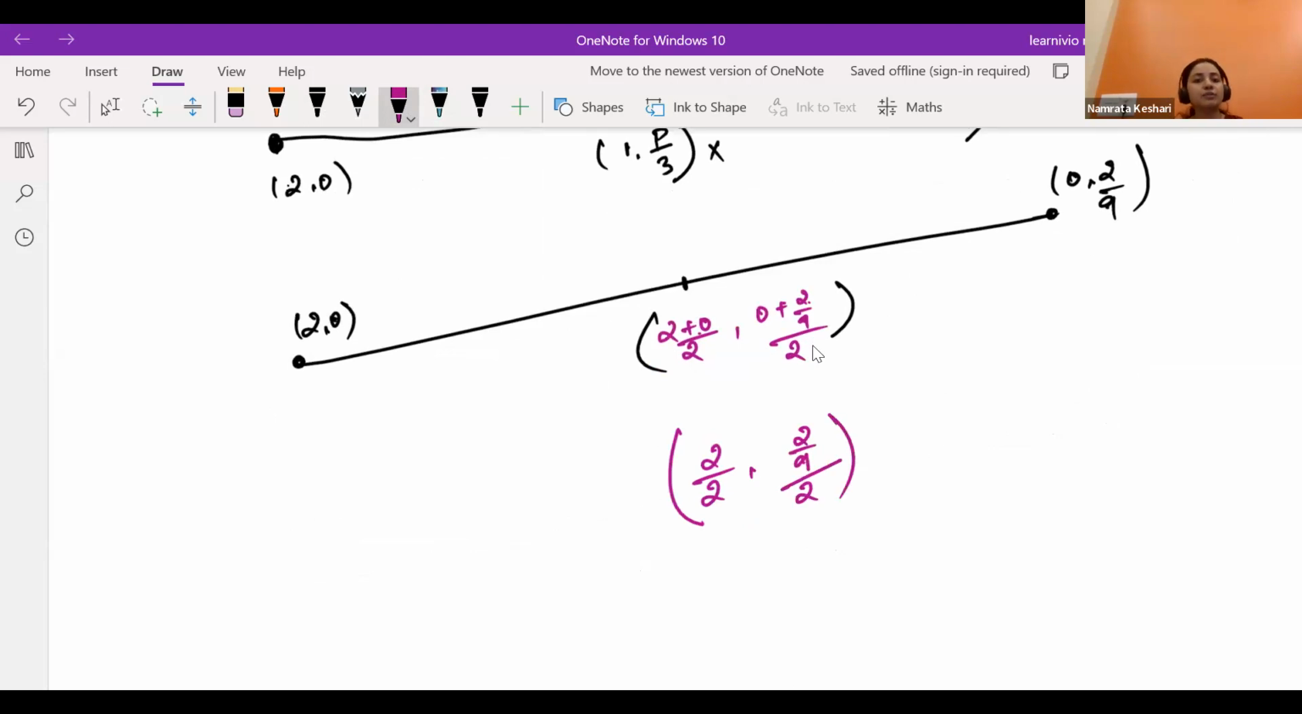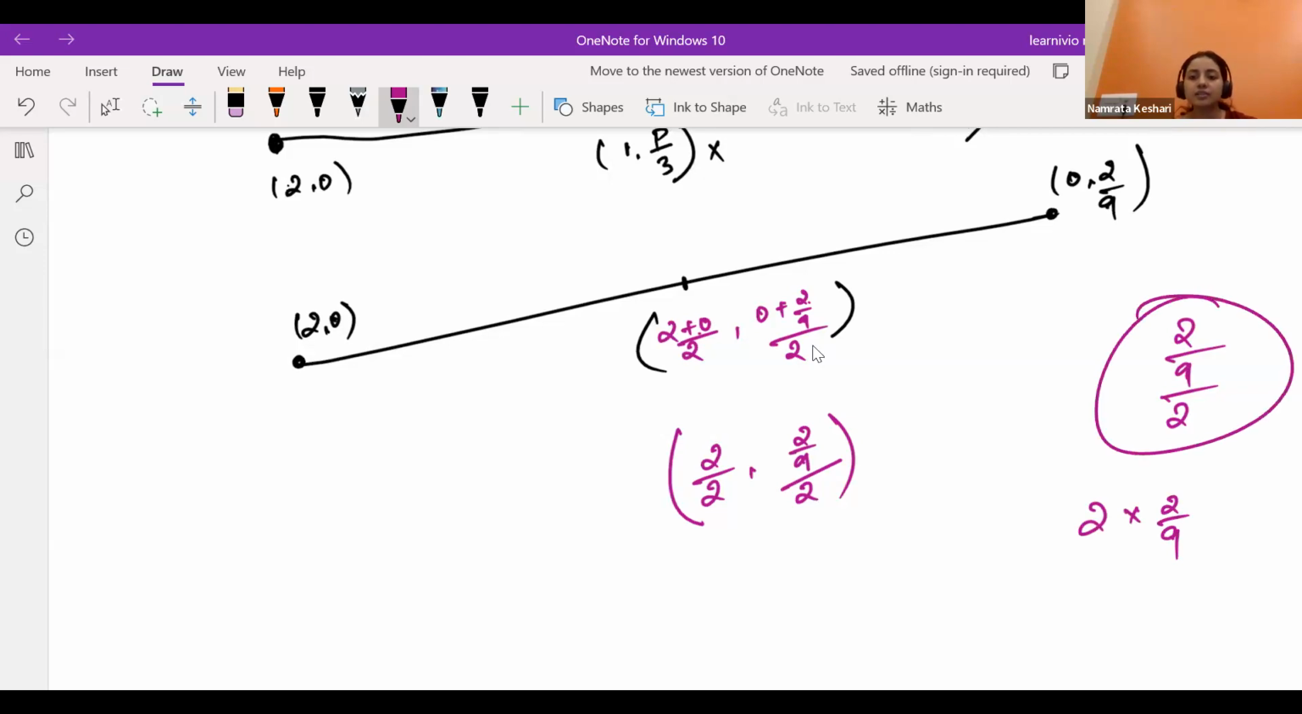Now yesterday when I was taking class, one of the students got confused that here 2 by 9 by 2 can be written as 2 into 2 by 9. The question was, can we write this one as this one? Now I am asking you the same. Adyan, Ibad and Ayan, can we write 2 by 9 by 2 as this one? Can we?